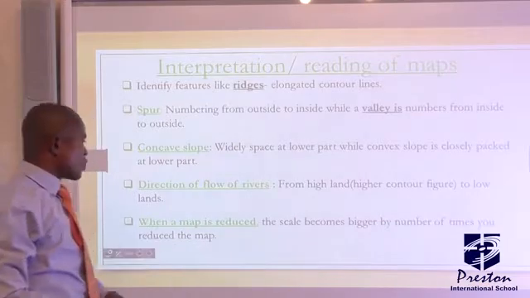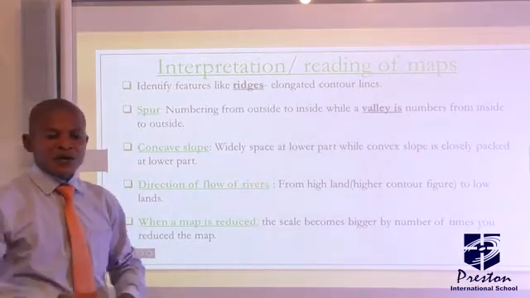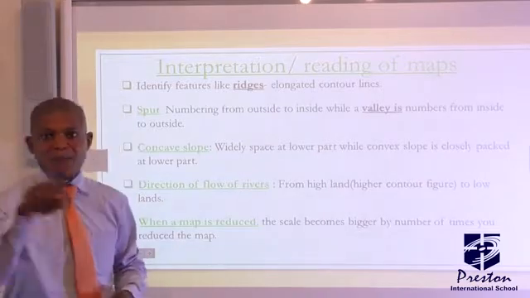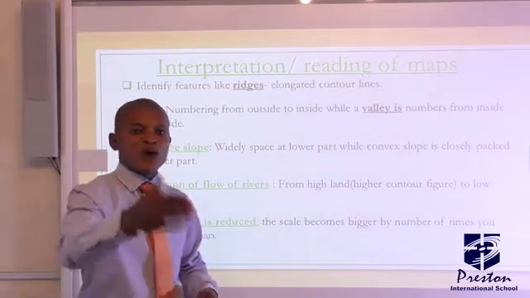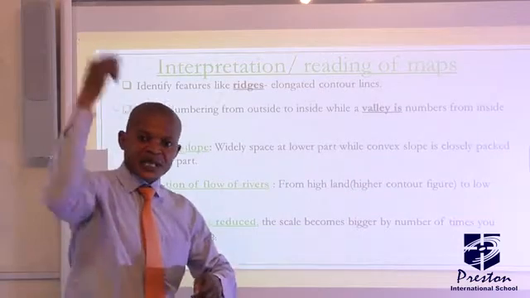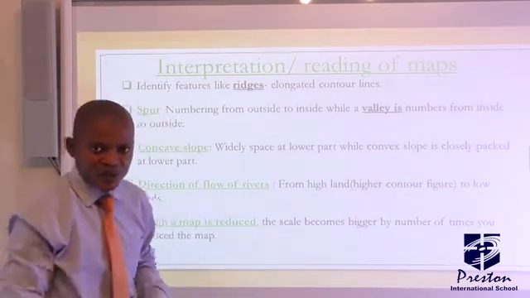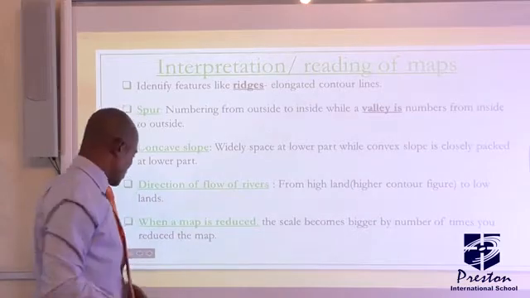Then we look at how to reduce a map. When you are using a map, the scale of the map becomes bigger by the number of times you reduce that map. If you are asked to reduce a map of 1:50,000, for example, 3 times, the scale will become 1:150,000 because you have reduced the map 3 times.